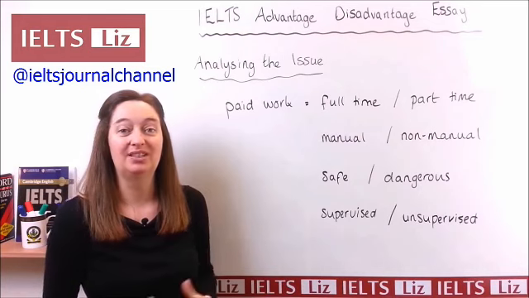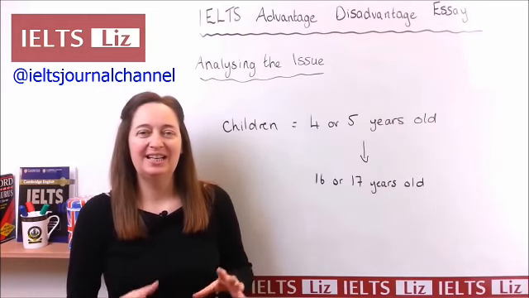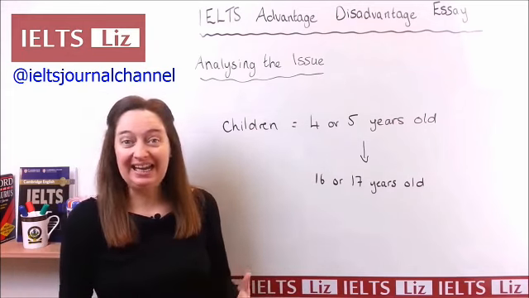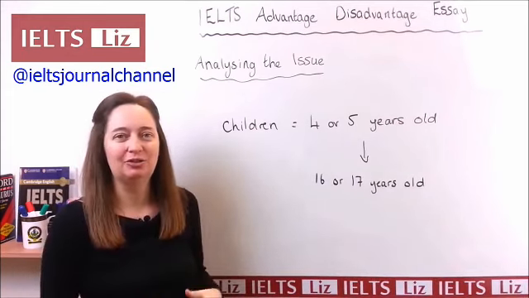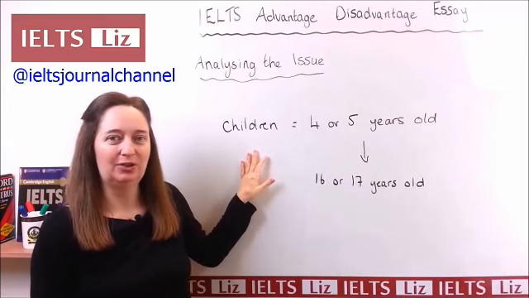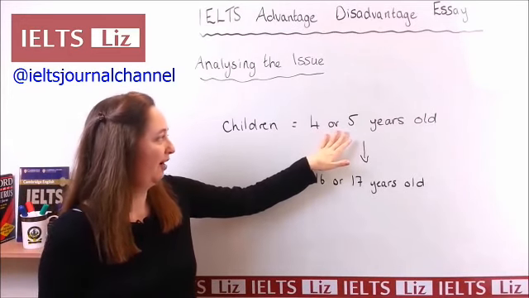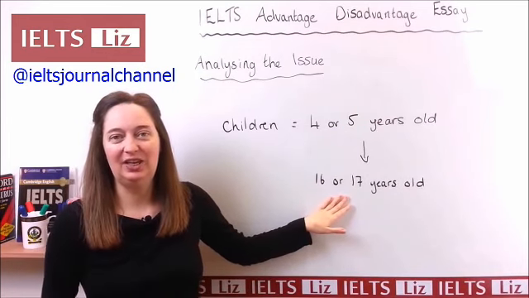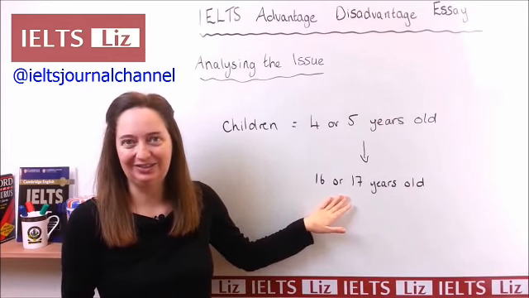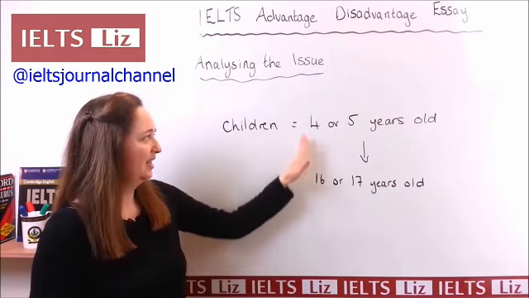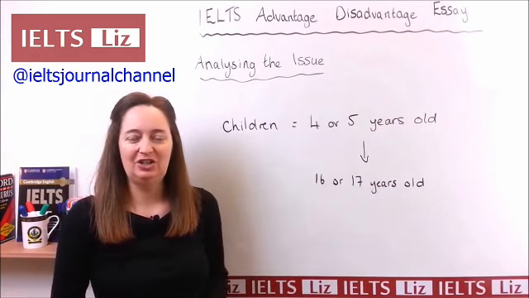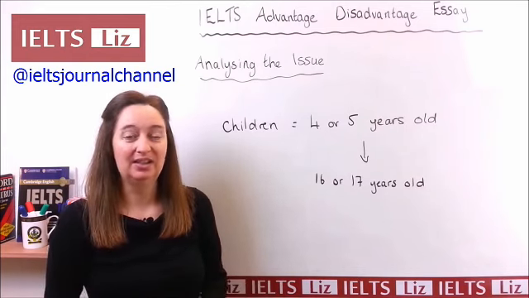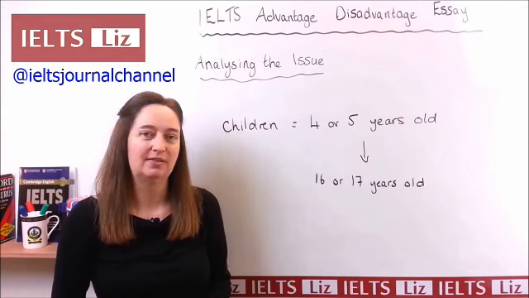Now let's have a look at the word children. When your essay is about children, you need to think a lot more deeply about the age of the child. Now, the word children generally refers to children from the age of 4 or 5 to 16 or 17. At the age of 18, they're considered a legal adult. So you can see that that is a big range of ages. Now, for our essay, which is about children doing paid work, this is a very big consideration.